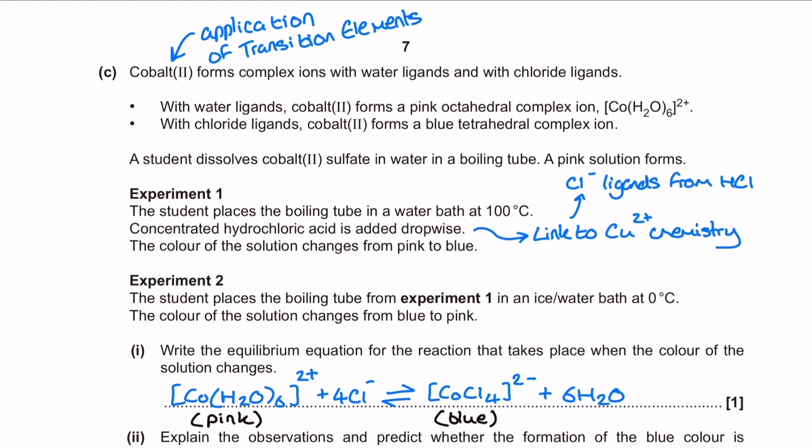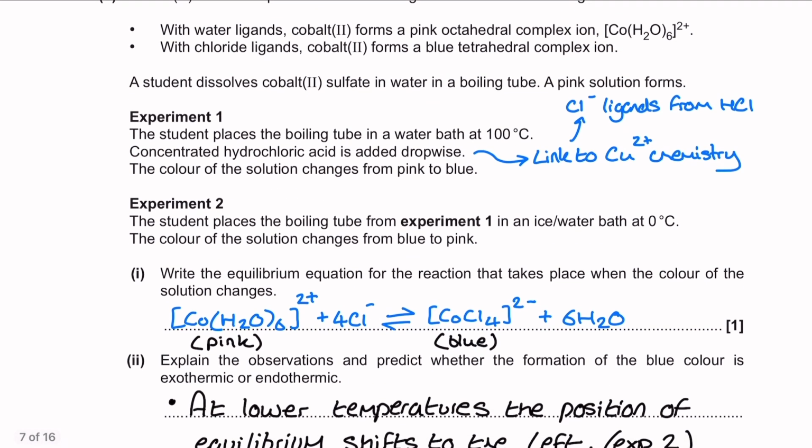The student dissolves cobalt 2 sulfate in water in a boiling tube and a pink solution forms. So the pink solution is going to contain that. In the first experiment, in a water bath at 100 degrees C, concentrated hydrochloric acid is added dropwise, and the colour of the solution changes from pink to blue.